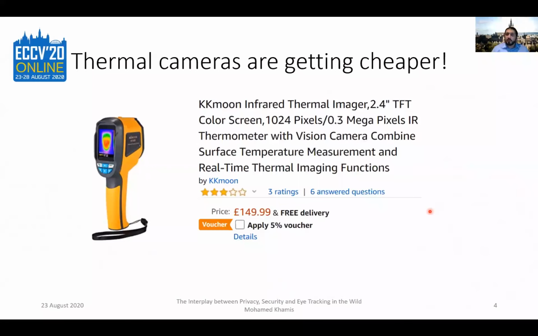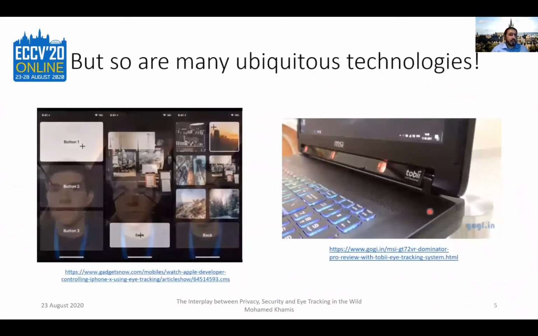To an extent that it allows untrained people to even use it maliciously to invade people's privacy, as we've just seen in the video. And actually, another example of a ubiquitous technology that could be used maliciously is eye tracking.